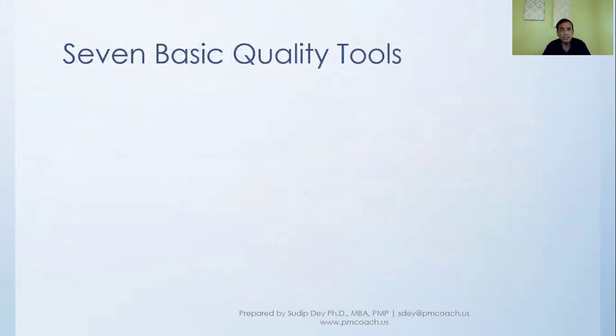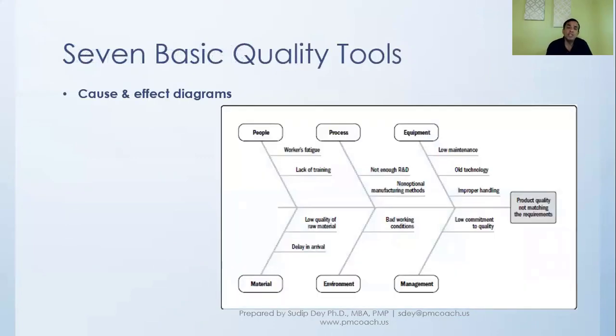Now we'll discuss a few basic quality tools. Instead of discussing these quality tools in each of the processes, I thought it's worth looking at them together. So the first is what we call the cause and effect diagram. It has different names. For example, it is also called fishbone diagram because of the shape it has.